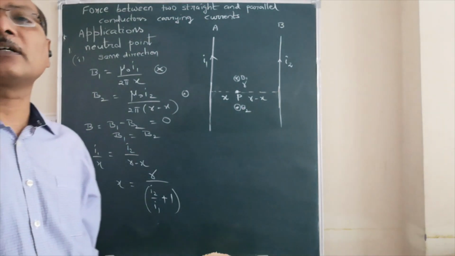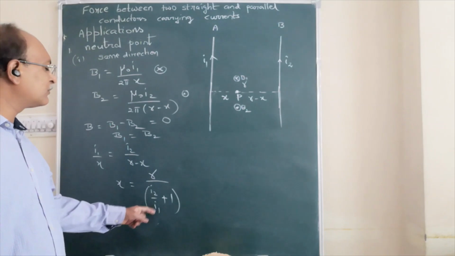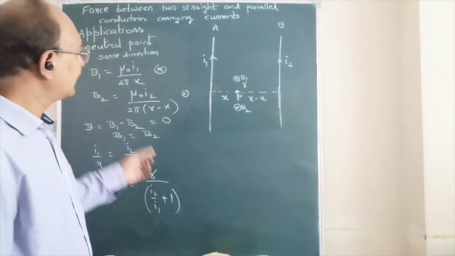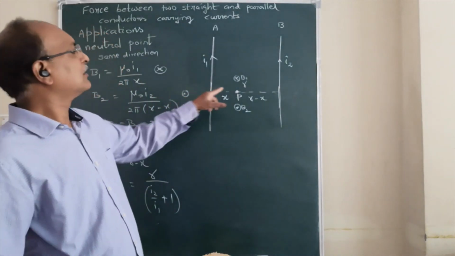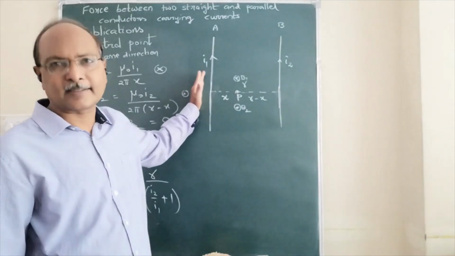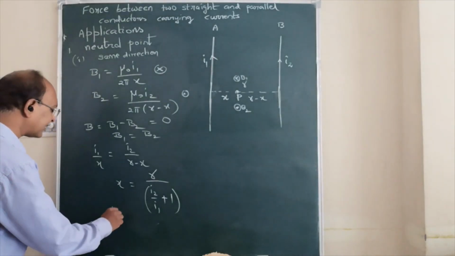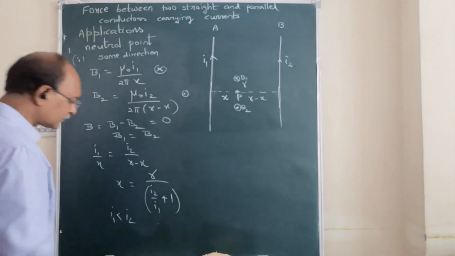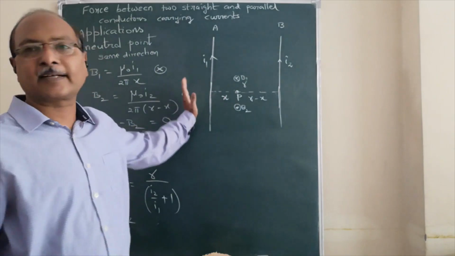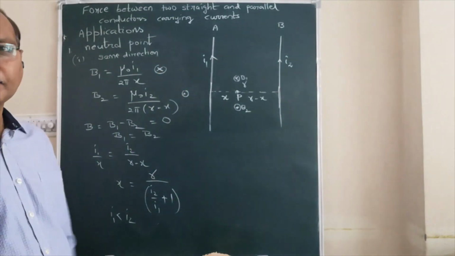So that is the position of the neutral point: x is equal to r by (I2 by I1 plus 1). When you use this formula, always remember that the point P is measured from the first conductor carrying a current I1. Here I1 is less than I2. We are measuring the neutral point with respect to the lesser current. So r by (I2 by I1 plus 1).